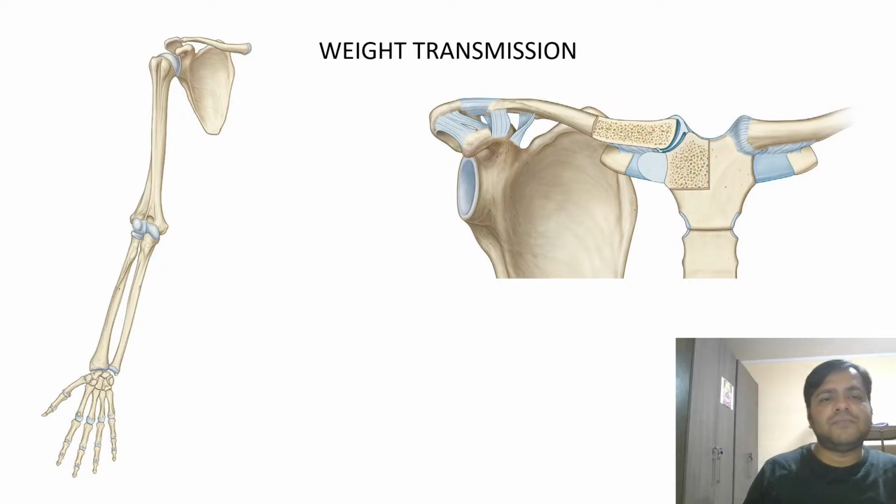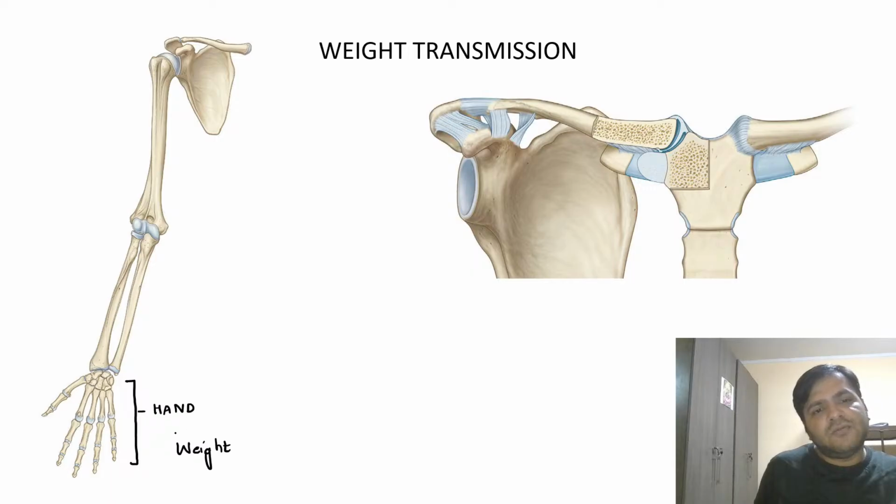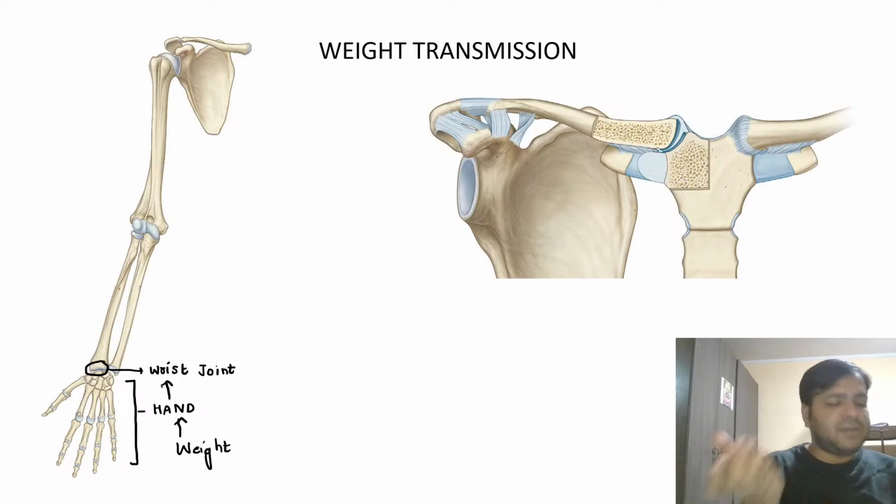Now, guys, for example, if there is any force or weight you are carrying, if you're holding a phone in your hand, the first thing that will come, it is the hand only. So the weight that you will be holding will be in the hand. Now from the hand, this will come into a joint called the wrist joint. For example, if I'm holding a phone in my hand, the weight of the phone will go first to the hand and then to the wrist joint.